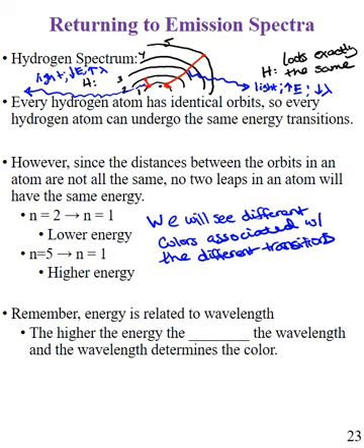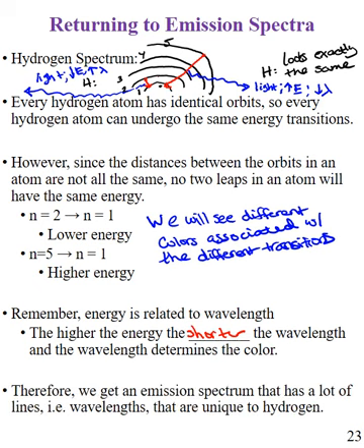So remember, energy is related to wavelength, and we've kind of already talked about this. The higher the energy, the shorter the wavelength, and the wavelength determines color. So if we went from 2 to 1, we will see a different color than if we went from 5 to 1. Therefore, we get an emission spectrum that has a lot of lines, meaning wavelengths, that are unique to hydrogen. And these are all due to the electron transitions.